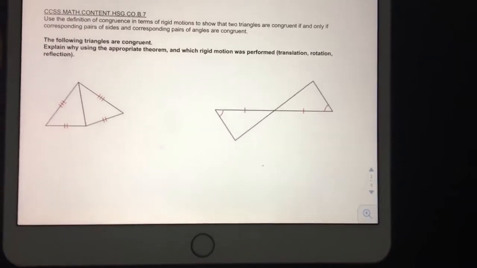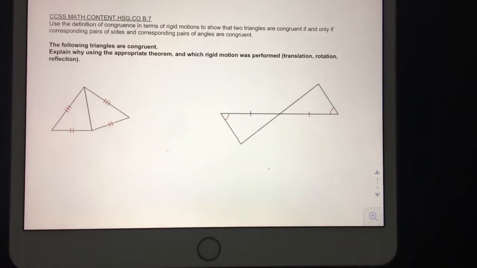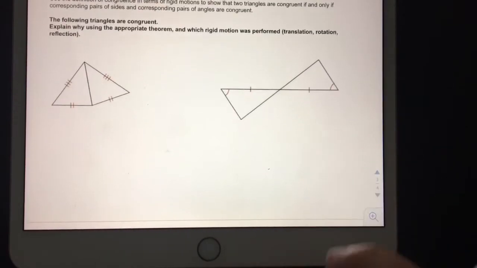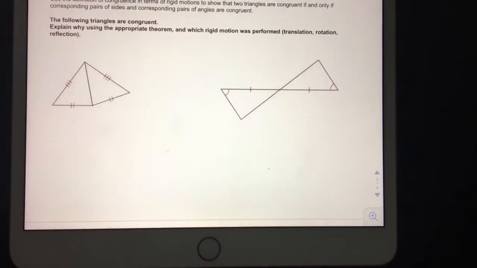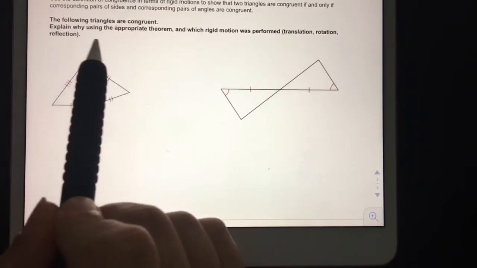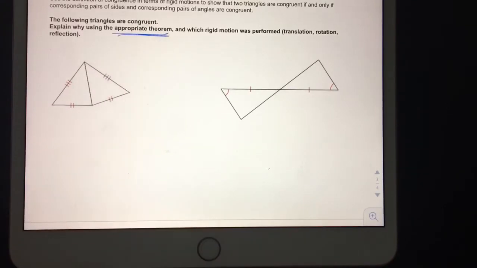So another type of question that could be asked in regards to the triangle congruence theorems is using this standard where we have to use the definition of congruence in terms of rigid motions. We have to refresh on what rigid motions are. So the directions for these types of problems, I'm telling you that the triangles are congruent. So it's not a yes or no. They all will be congruent in these types of problems. But we have to tell why using the appropriate theorem.